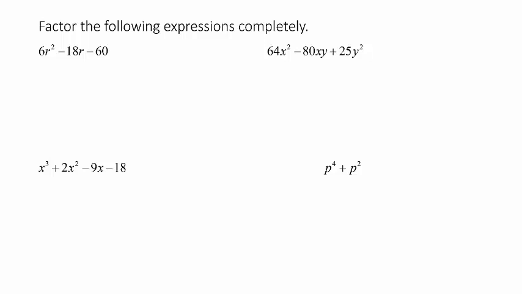Continuing part 2 now of our factoring strategies. So these are just random polynomial expressions we're going to try to factor using the strategies that we know. So in this first example, 6r squared minus 18r minus 60.